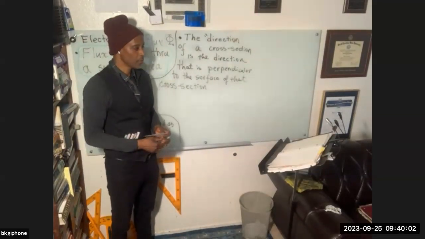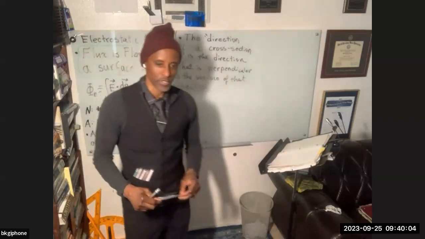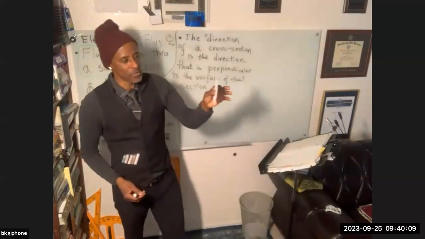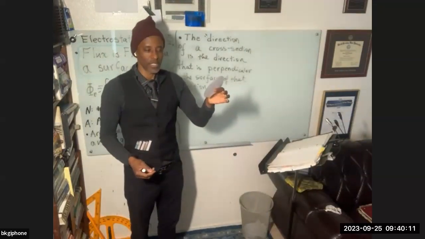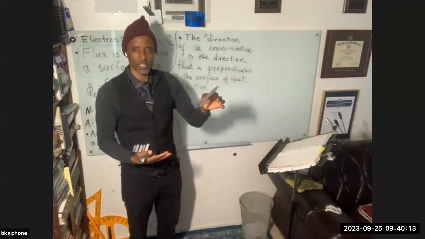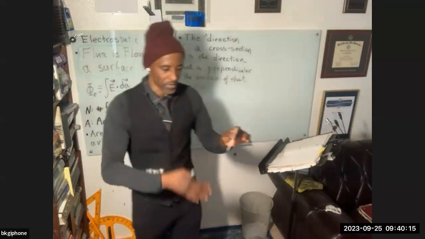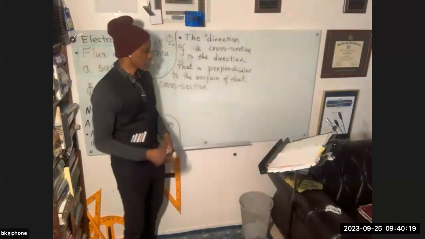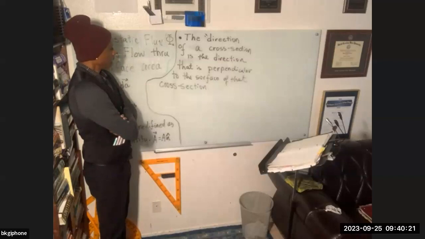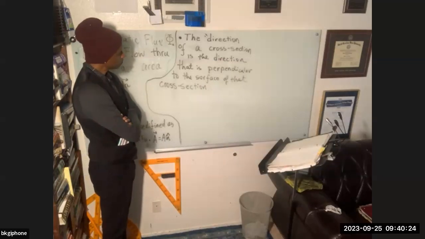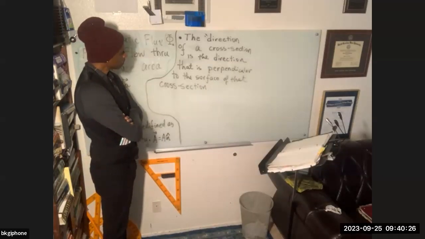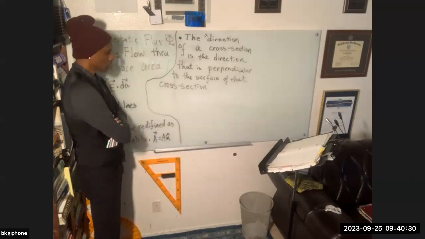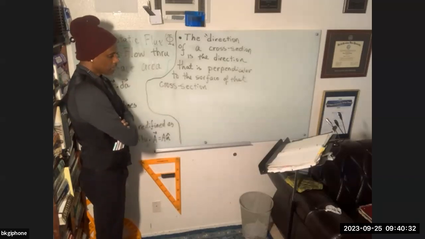So only a two-dimensional or three-dimensional figure can have a cross section. And technically, for a two-dimensional figure, the whole object is the cross section itself. So we're not talking about slicing that or anything. Anyway, cross section just means surface area. So the direction of a cross section is the direction that is perpendicular to the surface of that cross section.